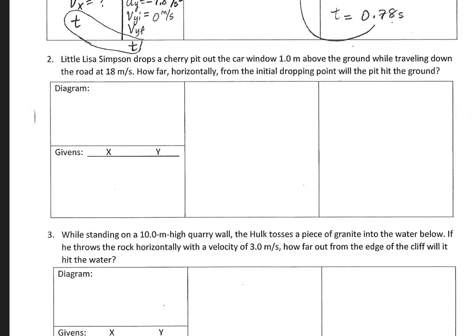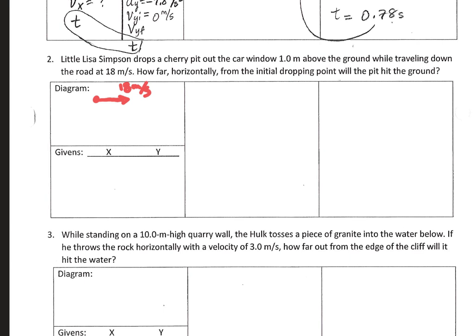We're going to take a look at number 2 on page 6, horizontal projectiles. So we started this one the other day. What we're talking about here is we have a situation where a cherry pit is moving along at a horizontal speed of 18 meters per second.